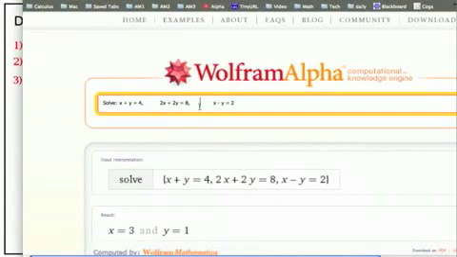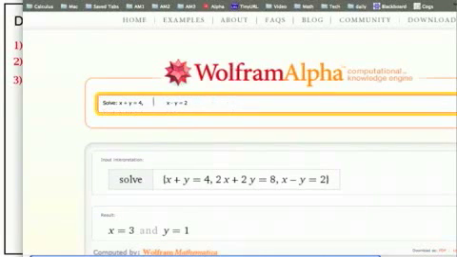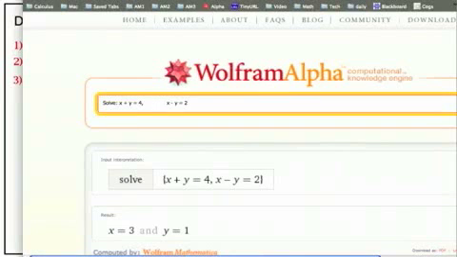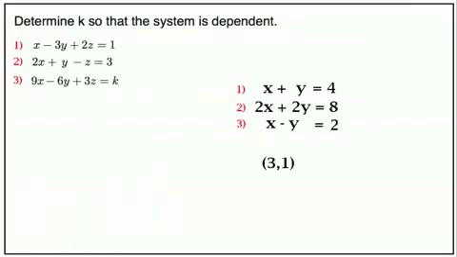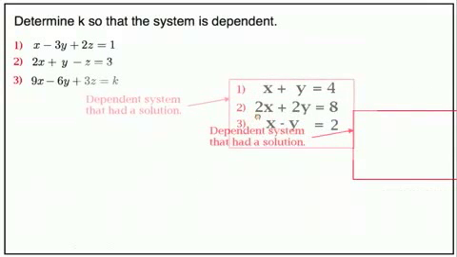What I'm going to do here is eliminate this middle equation, the redundant one. Now, theoretically, we should still get the same answer. So I hit enter, and lo and behold, Wolfram Alpha gives me the same answer, (3, 1). So this is in fact a dependent system that has a solution.